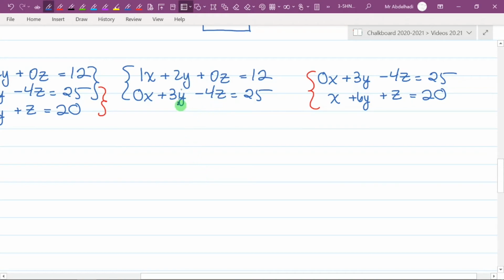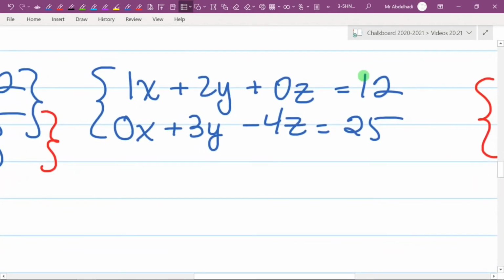And now let's take a look. We want to get rid of the y's, we said, right? So let's just kind of zoom in here and focus on one of these at a time. We want the y's to cancel out. The least common multiple between 2 and 3 would be 6. Okay, that's the smallest number they both go into evenly. To make this a 6, I have to multiply the top equation by 3. That'll make this a 6y. To make this a 6y, I need to multiply the bottom equation by 2.